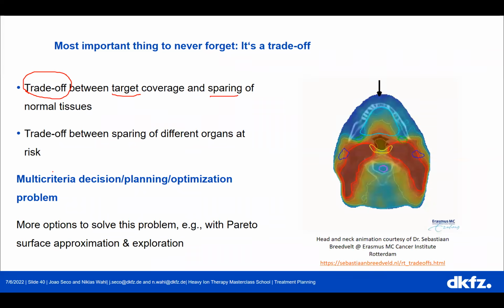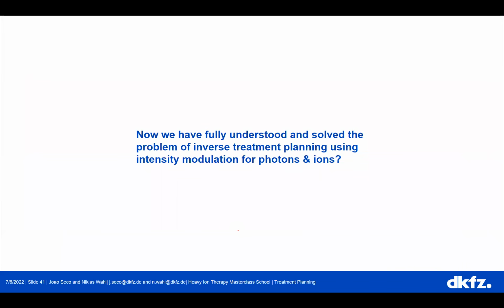So there are different ways to do this in a manual way, with multi-criteria optimization, where now everything is done on what is called a Pareto surface, and you can optimize in a more efficient way all these organs at the same time. So we understand a little bit about inverse planning.